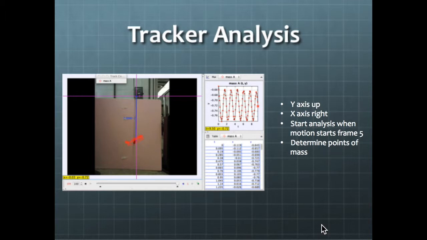At the beginning of the video, the mass is hanging motionless and then it is released from rest. The length of the string is 0.7 meters, the y-axis is up, and the positive x-axis is right. Start analysis when the motion starts, frame 5, and determine points of the mass and use the position data in our analysis with the Python model.